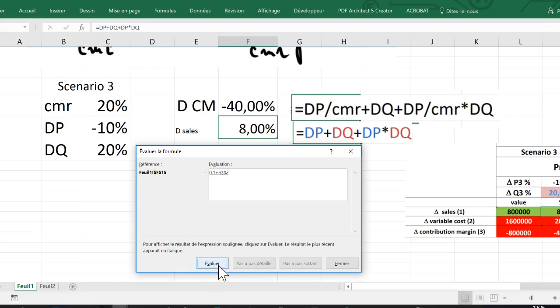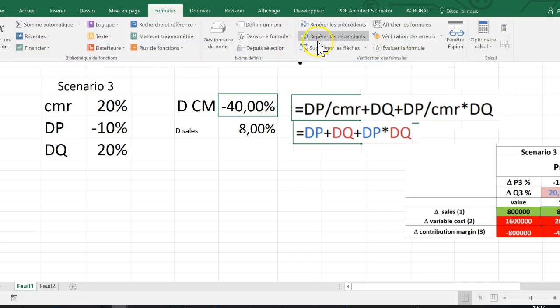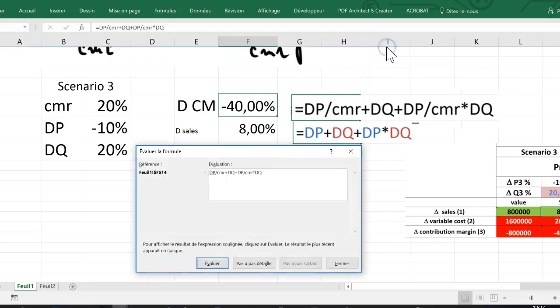That gives minus 2%, minus 0.02. So if I sum up plus 10%, minus 10 plus 20, and minus 2%, which is minus 10 times 20, I get 8. Now, let me show you what we get if we calculate delta contribution margin, if we replace in the formula delta P and delta Q with their values.